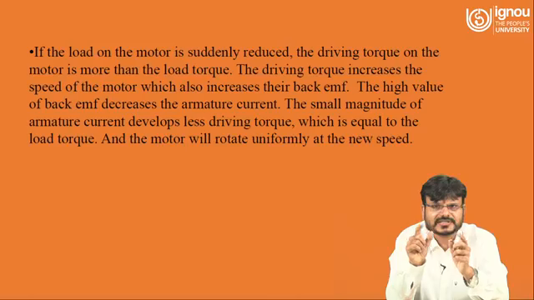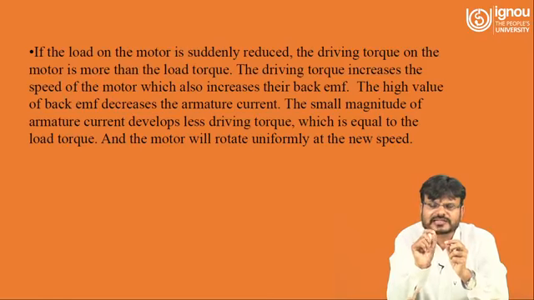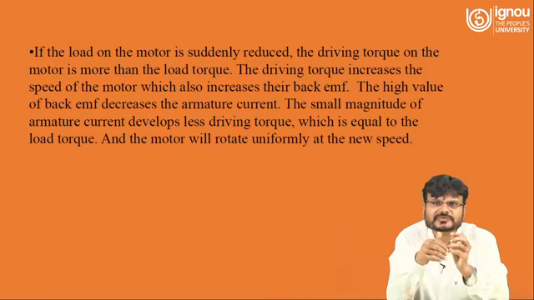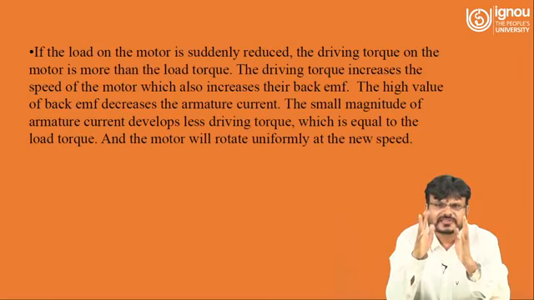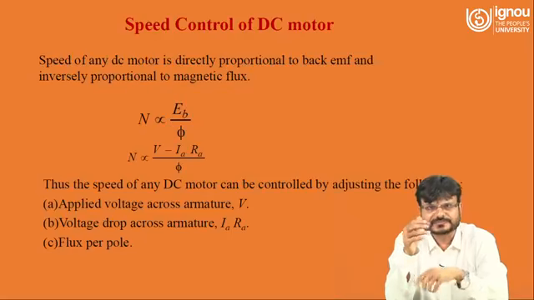Now you can understand, this EB is increasing, that means IA is equal to what? IA is equal to V minus EB. So if EB is increasing, that means V minus EB is reducing, that means it will draw less armature current. So if it draws less armature current, it will draw less torque and the motor will rotate uniformly at the new speed. So we can conclude that this back EMF works as a governor of the DC motor.